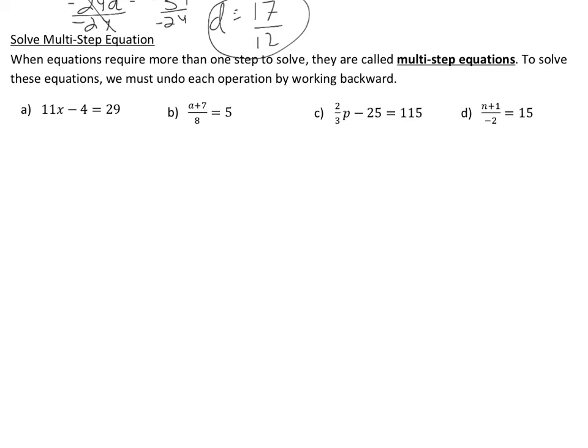When equations require more than one step to solve, they are called multi-step equations. To solve these equations, we must undo each operation working backwards. And again, that speak of working backwards. Well, we're supposed to always be working in PEMDAS, the order in which all operations must happen. But when we're solving equations, it actually flip-flops and becomes SADMAP. We're just writing it out backwards and performing those operations backwards.